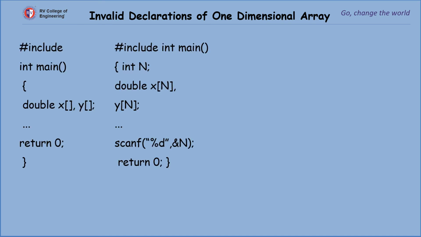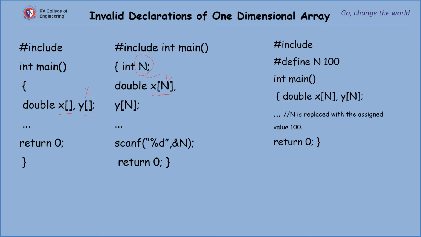Now you need to be careful when you are declaring a one-dimensional array. I have listed a few invalid declarations. You cannot declare an array without mentioning the size. You will have a compile time error. Similarly, you cannot have n specified as the size without initializing this value n. In this case, some garbage value will be taken for this n. This is also an invalid declaration.